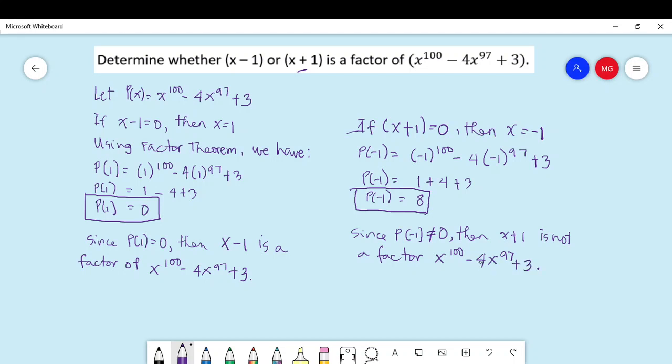Okay, can we verify this using synthetic division? Yes, we can. It's just that, since the degree of our polynomial is 100th degree, we need to insert many zeros and it is time consuming.